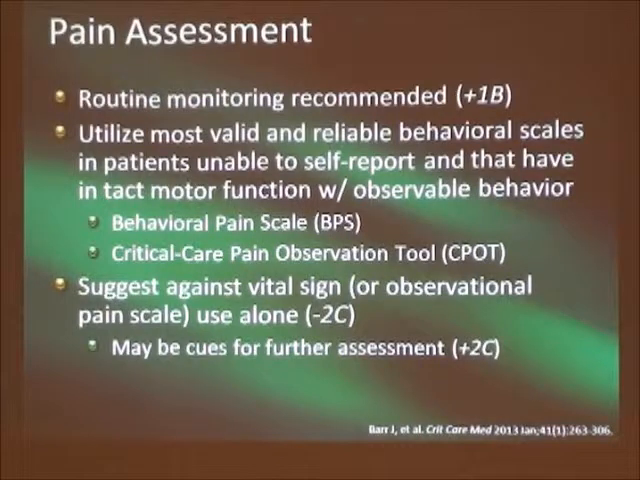Critical care pain observation tool. In the guidelines, there is a figure of institutions and what they use. There aren't a whole lot of institutions that use this. It's fairly progressive. But what they're getting away from is the final bullet point: suggests against vital sign or observational pain scale use alone. Okay, so what do we do right now? That bullet point, right? That being said, you can still use those vital signs as cues for further assessment. So this may be an area to look.